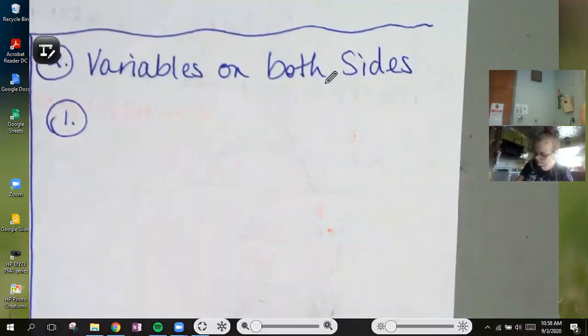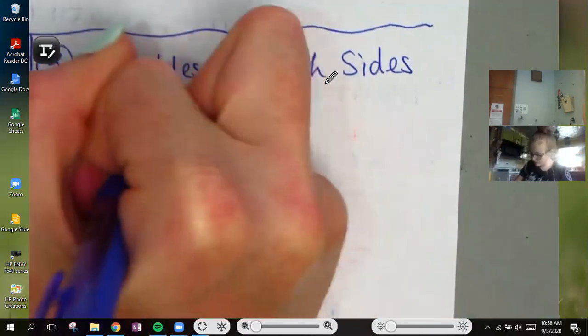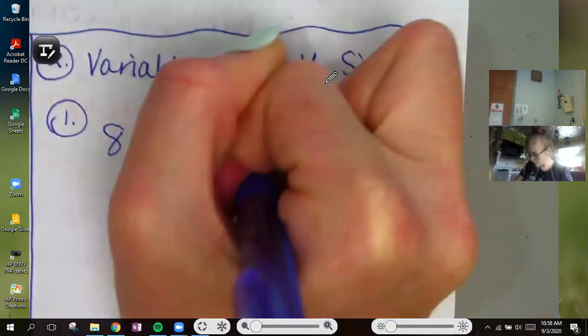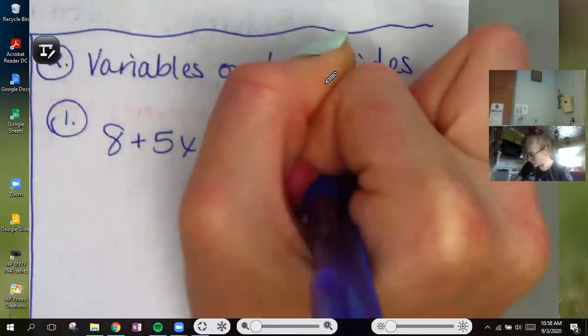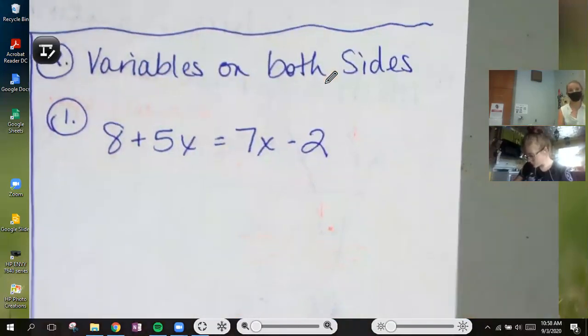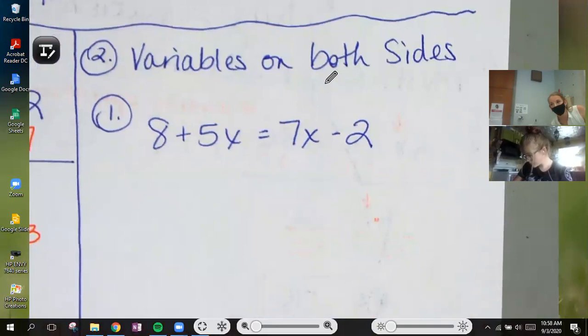Okay, so here's your problem. 8 plus 5x equals 7x minus 2. That's a lot. Okay, get that copied down.